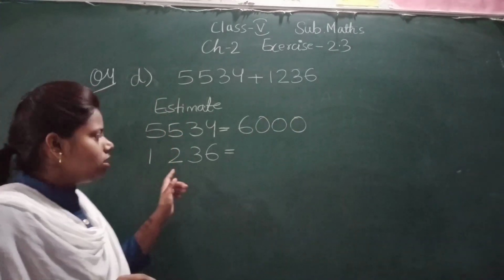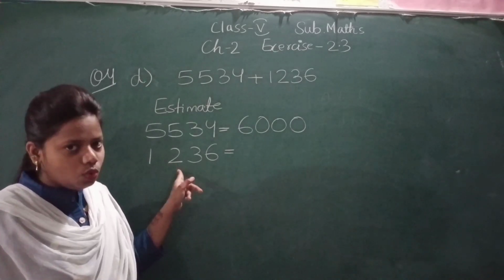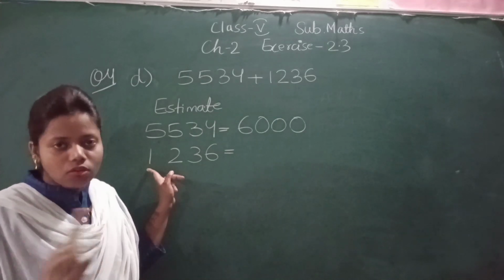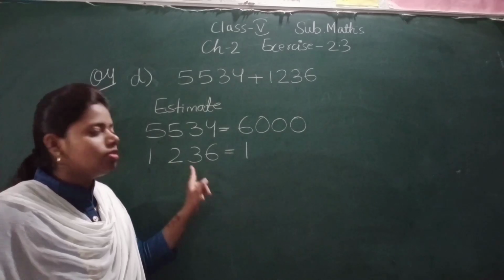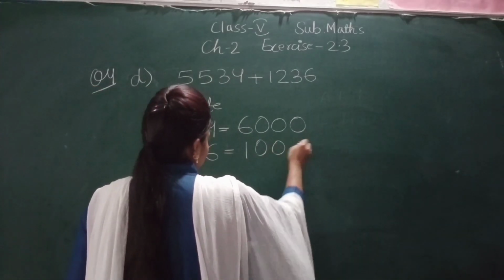Now let's estimate this one. So this is the thousands place and this is the hundreds place. This is 2. It is less than 5. You don't have to make any changes to the thousands place. It will remain 1 only. And the rest of the 3 places will get replaced by 3 zeros.